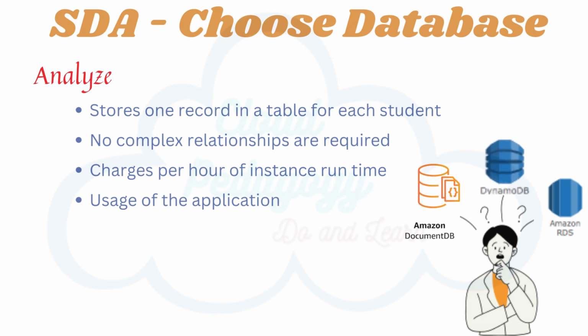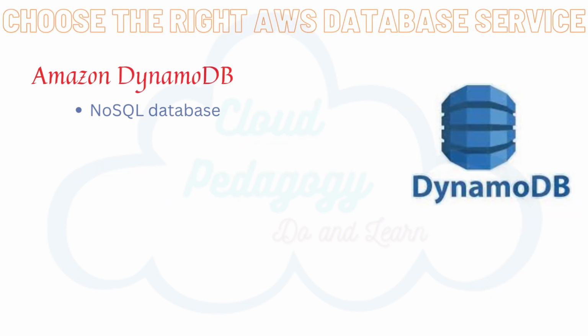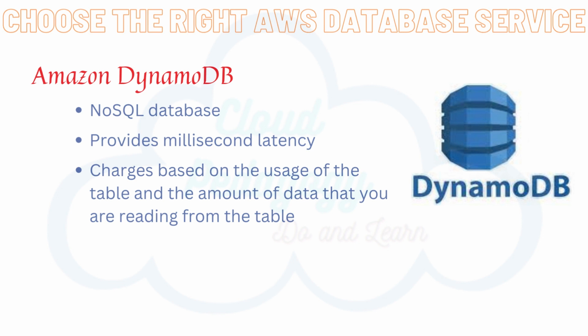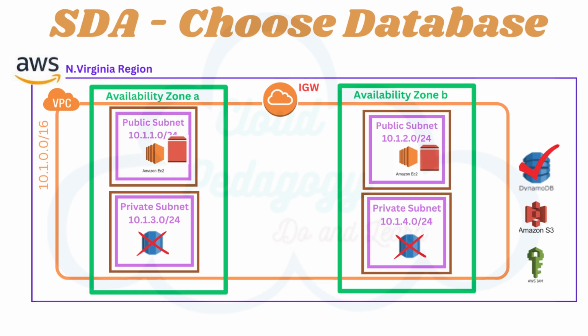That's where Amazon DynamoDB comes in. Amazon DynamoDB is a NoSQL database that is great for storing key-value pairs or document data. This service works great at a massive scale and provides millisecond latency. It also charges based on the usage of the table and the amount of data that you are reading from the table, not by the hour or by the second. This is a better option for our simple student lookup table.